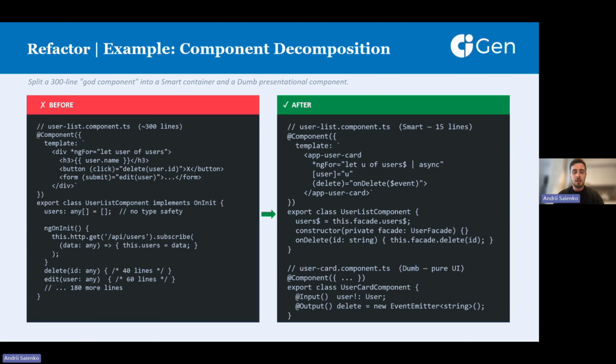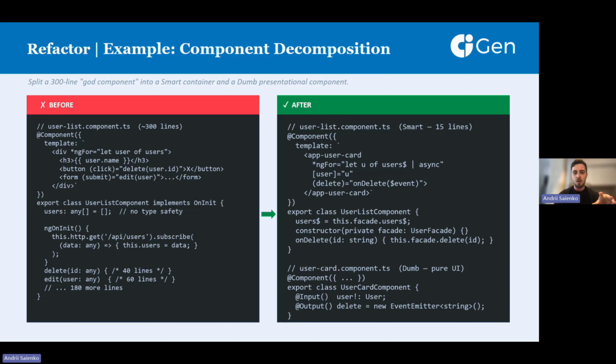So here is the example of component decomposition. On the left, we have a classic god component. It's over 300 lines, handling HTTP, state, and three separate UI concerns, all in one place. And notice the any types everywhere and the flat procedural structure, which we can see in this example. There is no way to test the delete logic without also rendering the entire form. For example, we see several functions like delete, edit, and so on.